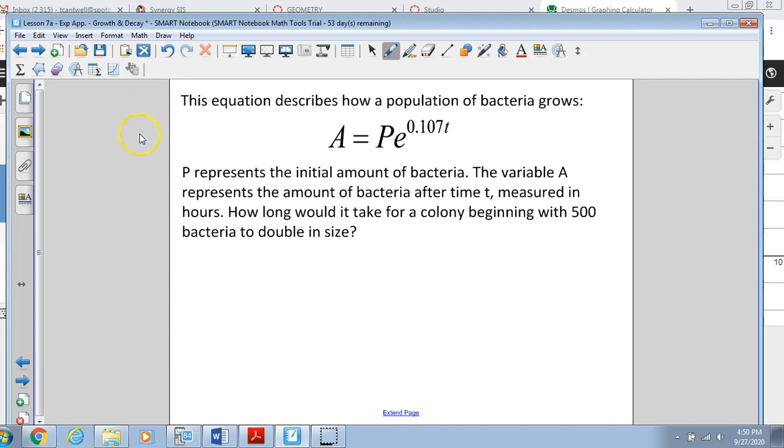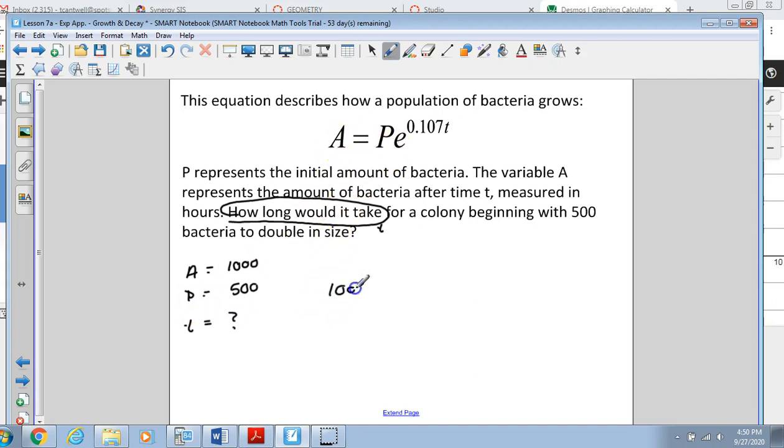So I like to list what my variables stand for. A, that's the amount right here. Well, if it's going to double, if it was 500, then our final amount is going to be 1,000. Our P was our initial amount. It was 500. We don't have an R here because this is describing it, but our t in time, how long would it take? That is what we are trying to find. We're trying to solve for t here.